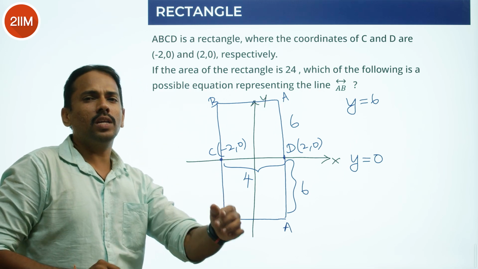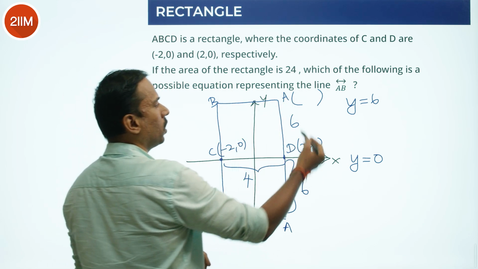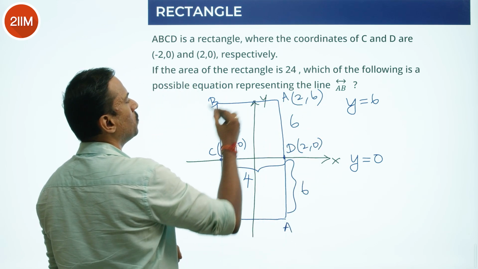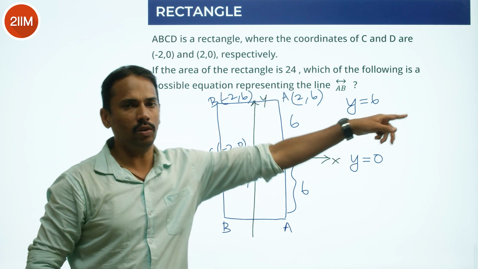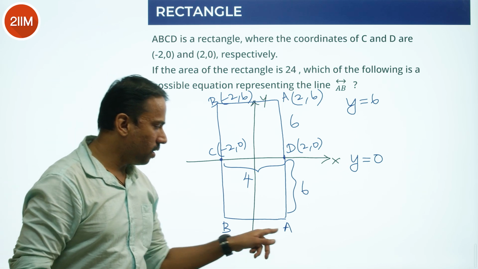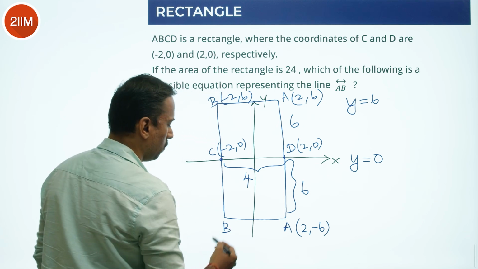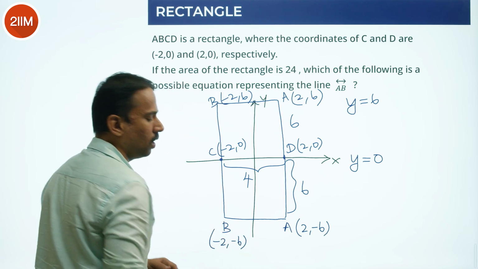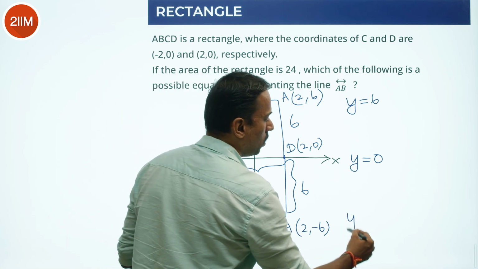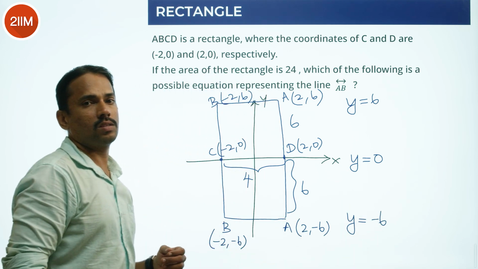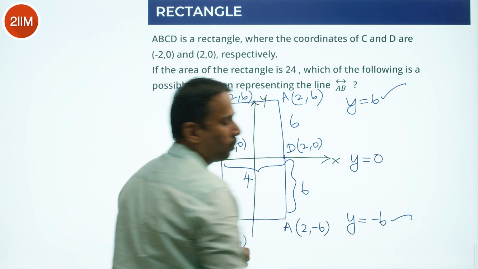And we can also easily recognize this by looking at the points. Here A is going to be 2 comma 6, and this is B minus 2 comma 6. This clearly says that equation of this line AB is y equal to 6. Or if we take here, now A becomes 2 comma minus 6 and B becomes minus 2 comma minus 6. Now what happens to the line AB? If I fix this to be AB, the equation is y equals to minus 6. That means the line's equation would be either y equal to 6 or y equal to minus 6.